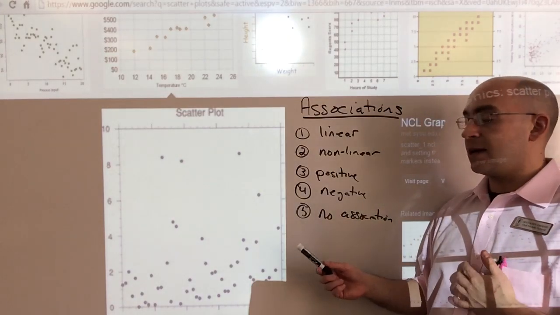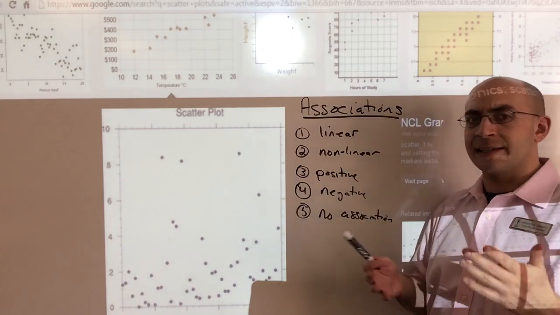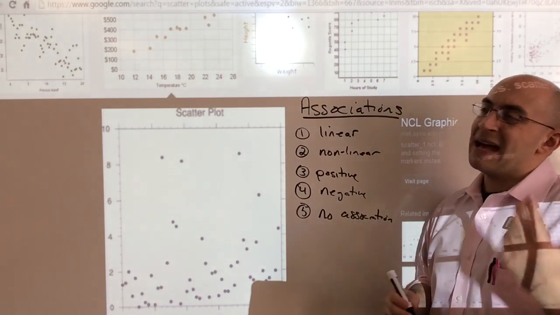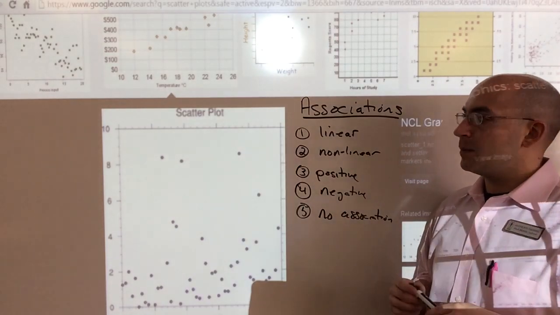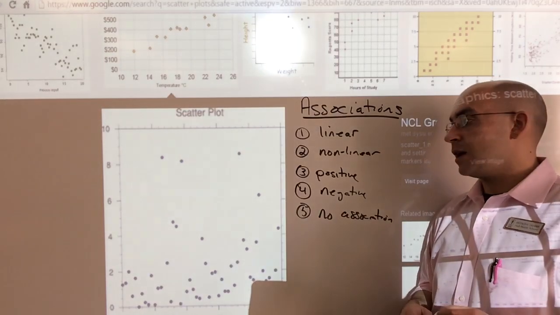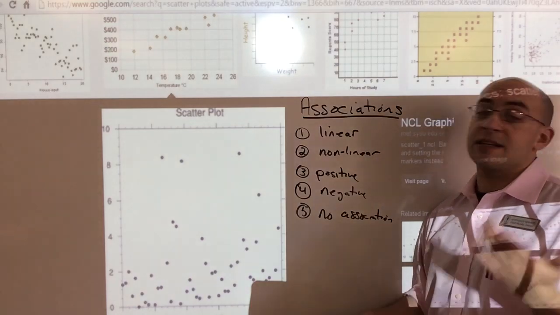But if this graph had positive or negative, we would be able to see, well, is it linear or is it not linear? Okay? So that's the deal here for this part. You may or may not see this on the interim. I don't think so. But if you do, now you have a good understanding of what type of association this scatter plot has.